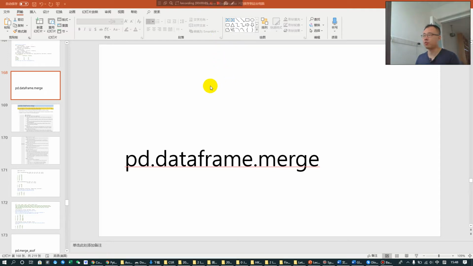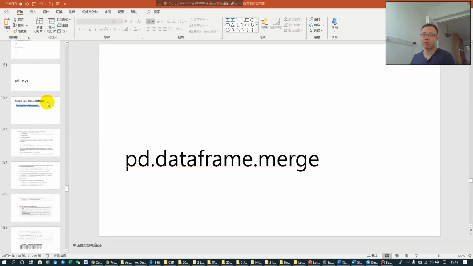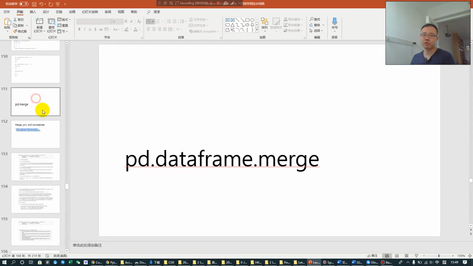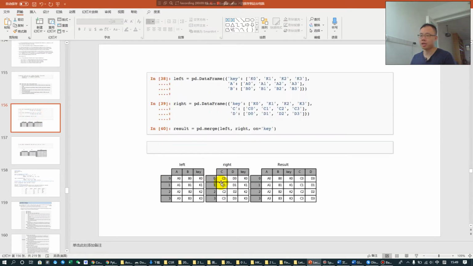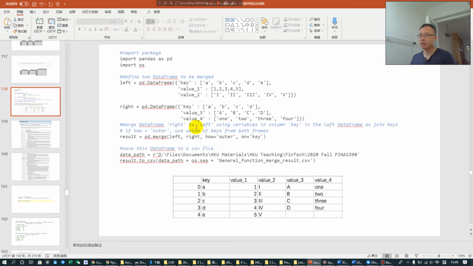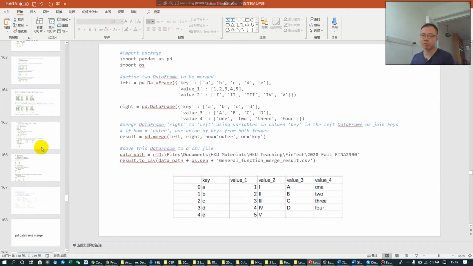In the last video, we talked about using the pandas merge function to combine two data frames into one. This is a function, and we apply it on two data frames: pd.merge, left and right. Left is a data frame, and right is another data frame. So we apply pd.merge on these two data frames.